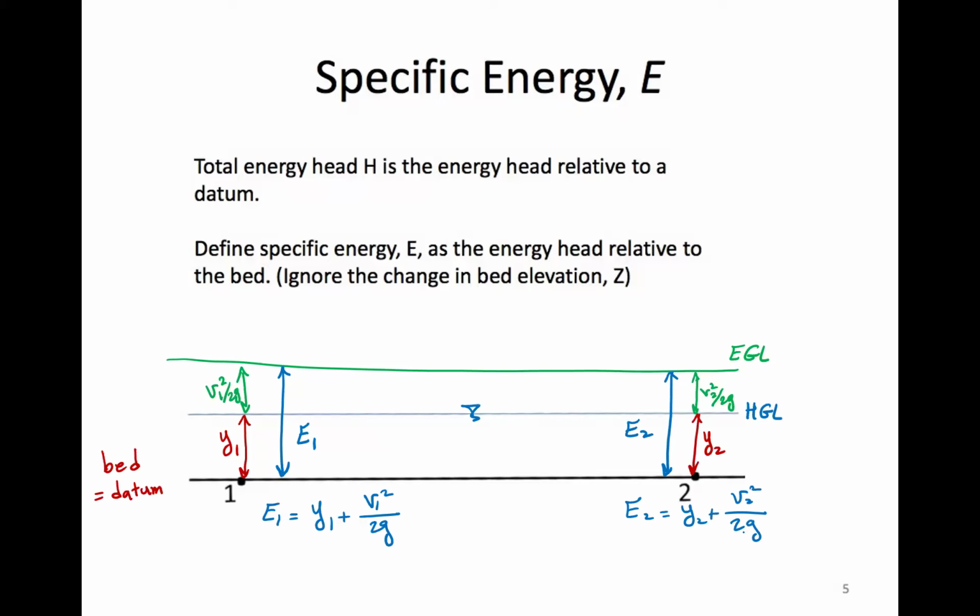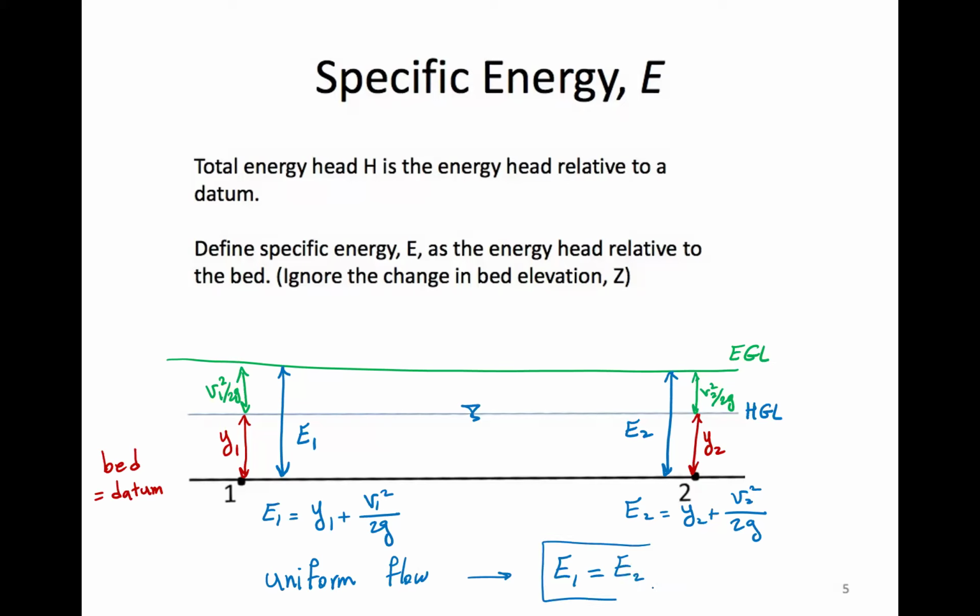Now, okay, if we do this and we have uniform flow, what happens? Remember, all three lines, bed, HGL, and EGL, are parallel. So if you have uniform flow, Y1 and Y2 are equal, V1 and V2 are equal. That means the total height from the EGL to the bed, which is E, won't change. So E1 will be equal to E2.